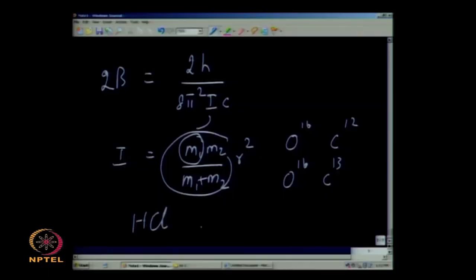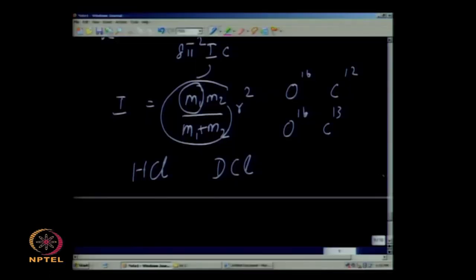The difference will be maximum, you recall, the reduced mass will differ by a maximum value if, for example, one of the masses doubled. You take the hydrogen spectrum, take HCl, and if you compare the hydrogen chloride spectrum with deuterium chloride, DCl, you see that the reduced masses will differ by a large amount, and therefore, any replacement of a hydrogen by a deuterium or a tritium will give you a very large shift in the microwave spectrum of the compound. Therefore, isotopic masses do play a significant role in the microwave spectra of many of these compounds.